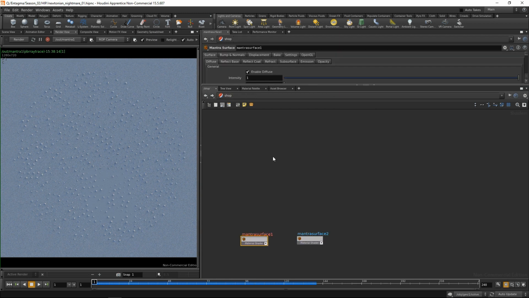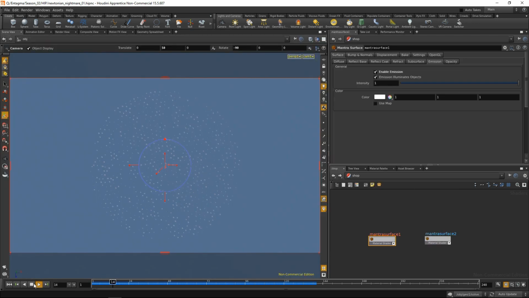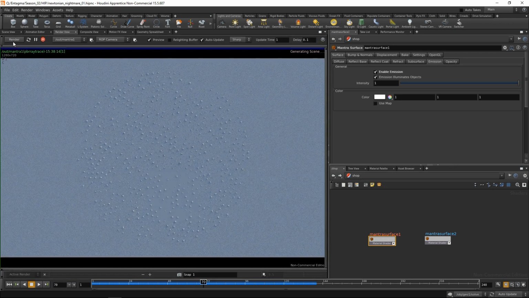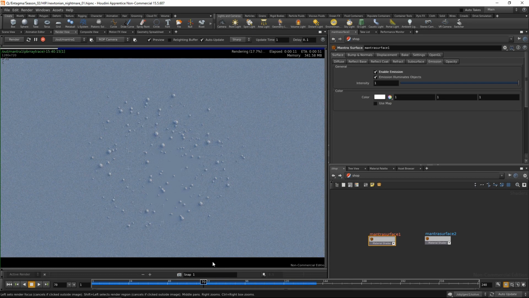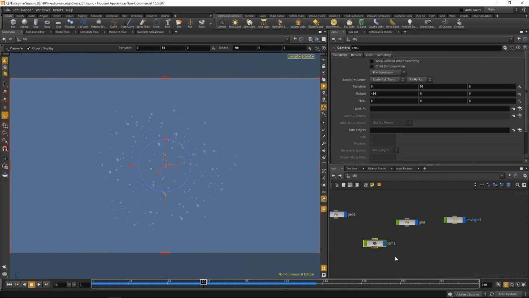Let's go back up one level, and within the emission tab of my mantra surface, I'm gonna enable emission, and I'm just gonna use the default white here for now. So let's just hit play on our simulation and see that we find a frame where some particles have collided, maybe like this. Go to the render view again and hit render. Not too much to see yet, and that is because I forgot one very important thing.